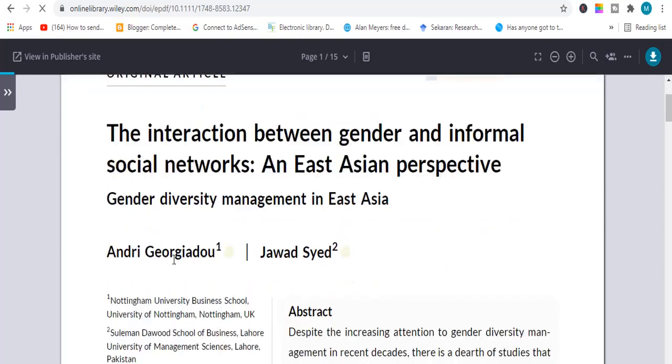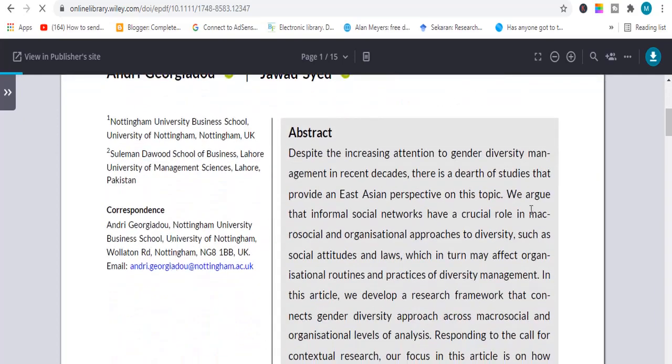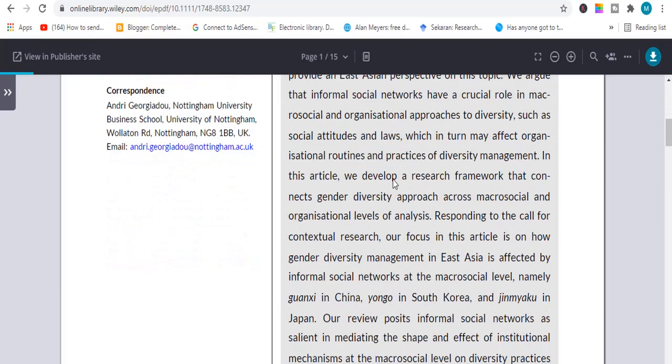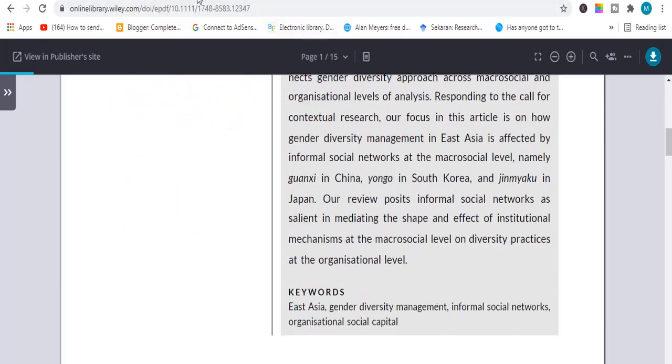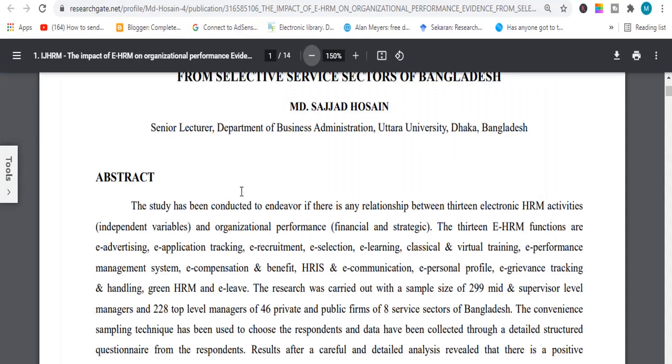Next we have the second last example of this video which I am about to show you of a good abstract. Okay, so this is an article. You will see its abstract. It's a different, unique way to start the abstract. As you can see, they are starting with this: despite the increasing attention to gender diversity and diversity management in recent decades. So you can also start your abstract like this. Okay, it's one example. So now I'm about to show you the last example.